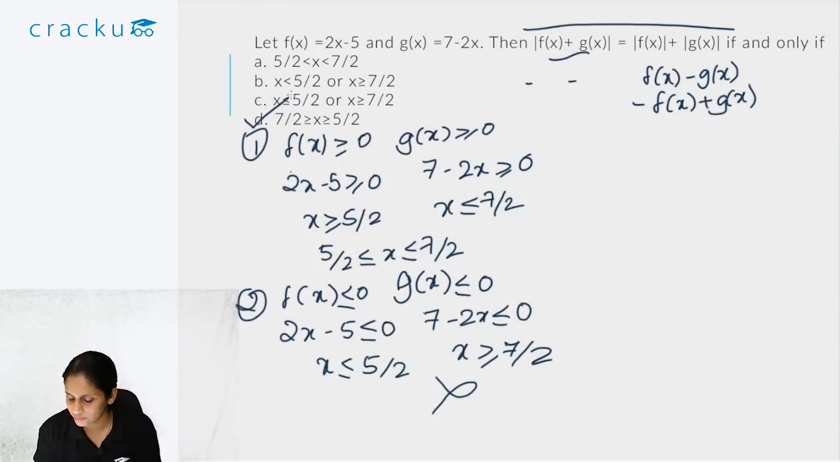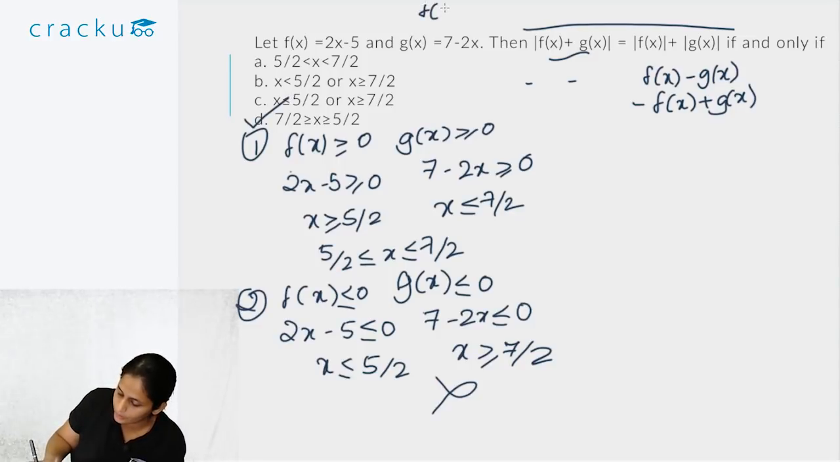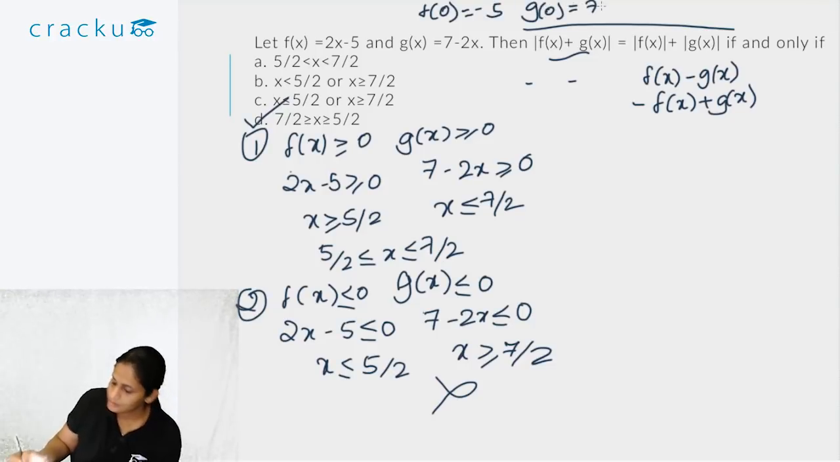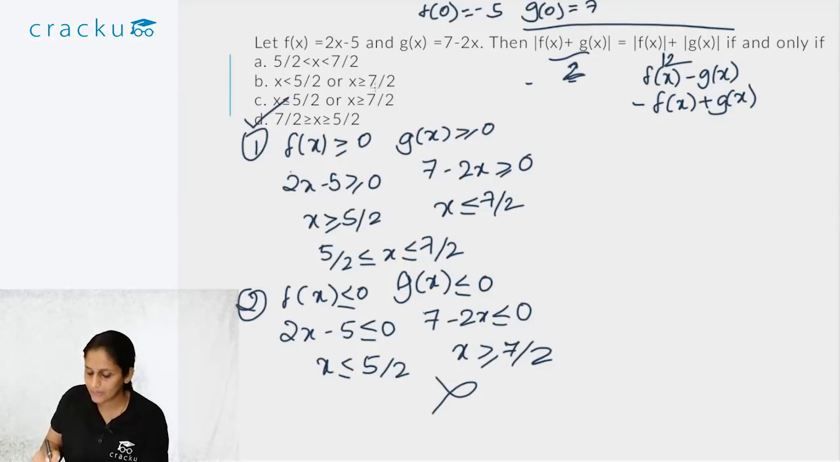If x is 0, then f of 0 is minus 5 and g of 0 is 7. In that case, f plus g is minus 5 plus 7, so this value will be equal to 2, and the right side is 5 plus 7, so this will be 12. So x equal to 0 definitely does not satisfy this expression. So any range which contains 0 will not be correct. So we can directly eliminate options B and C.